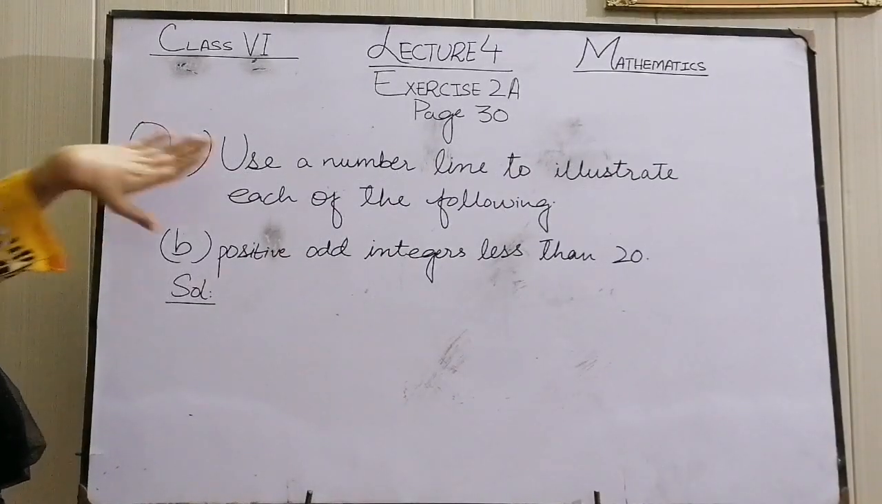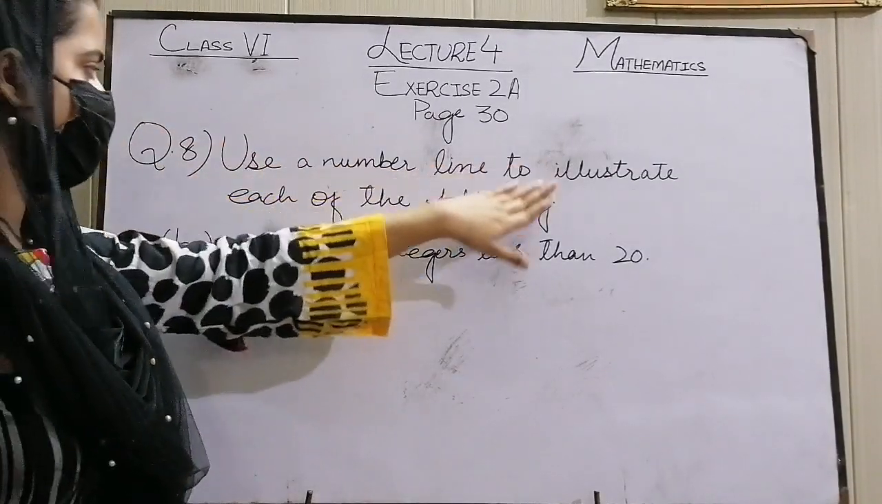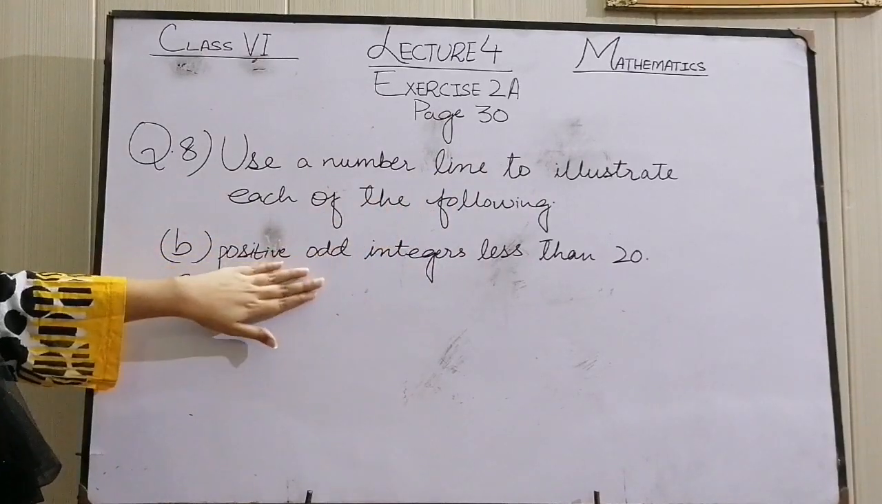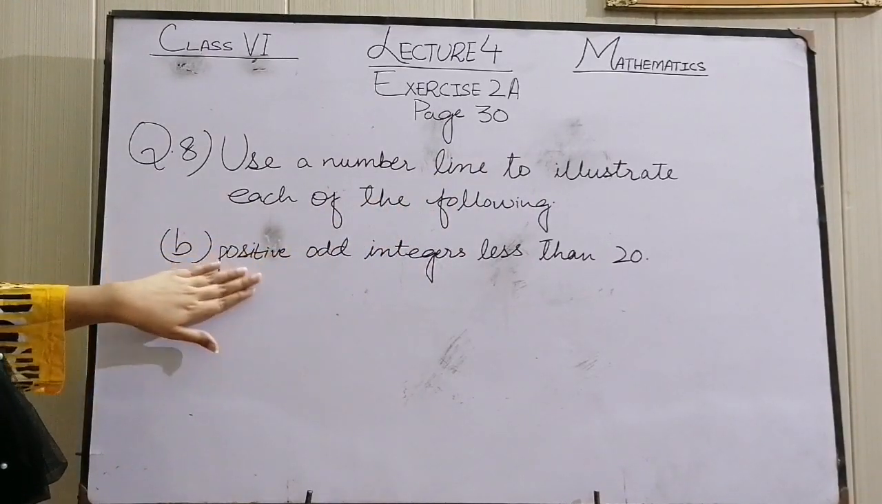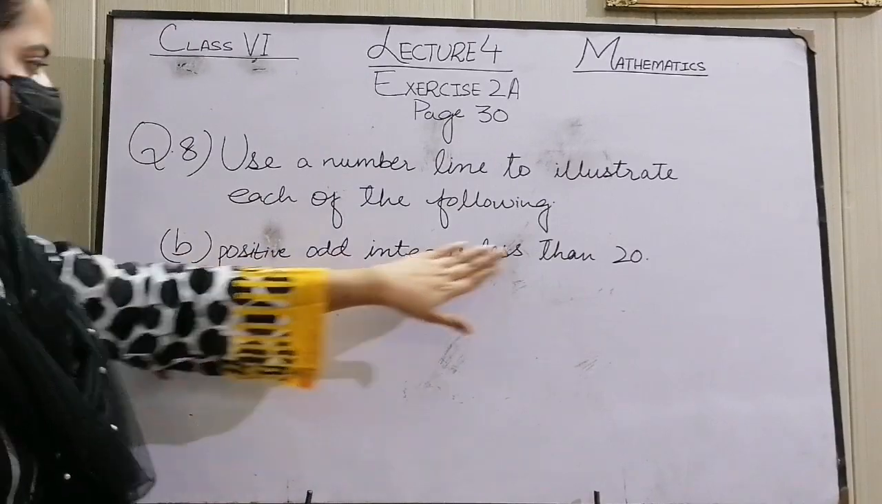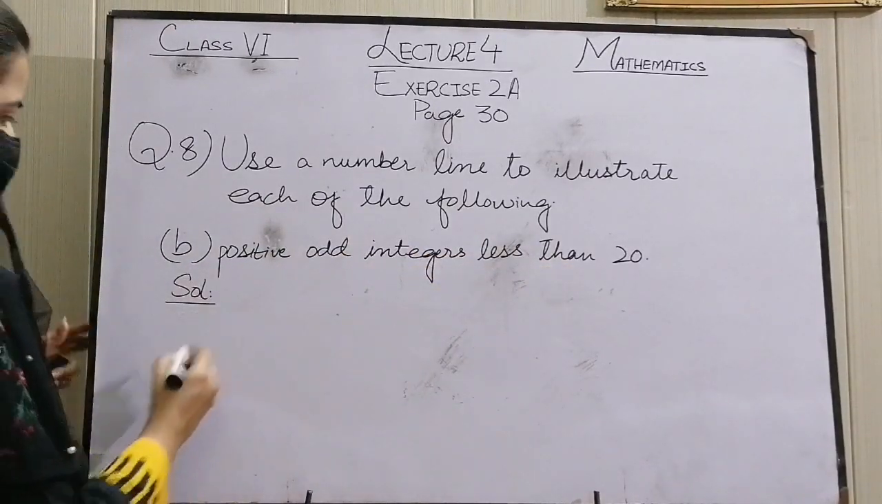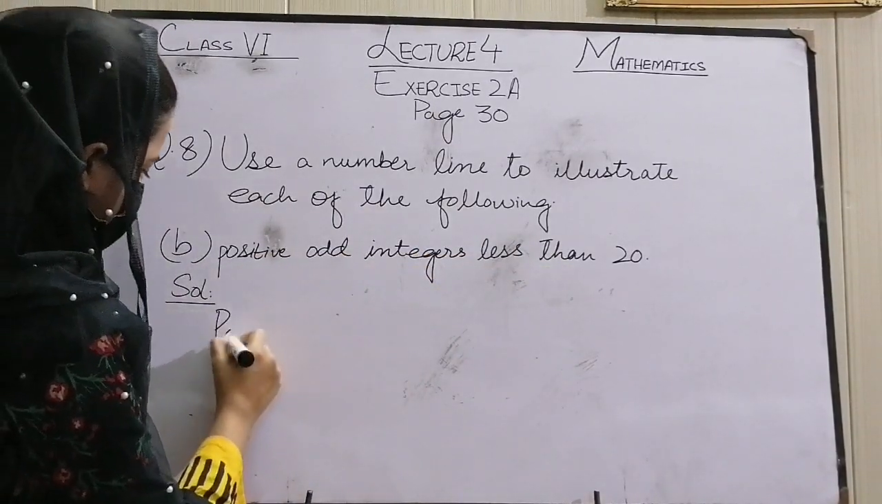Question number 8 is use a number line to illustrate each of the following. I am doing part B here. Part B says positive odd integers less than 20. Write down these integers first.